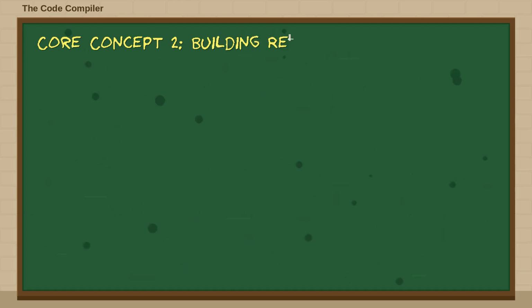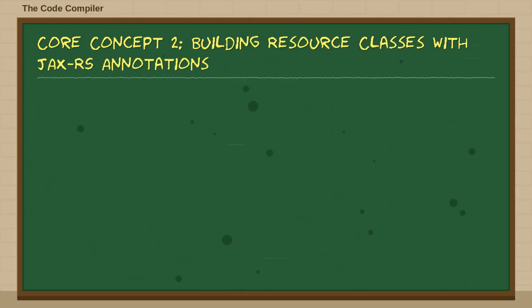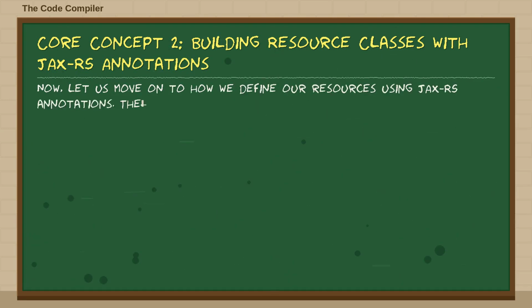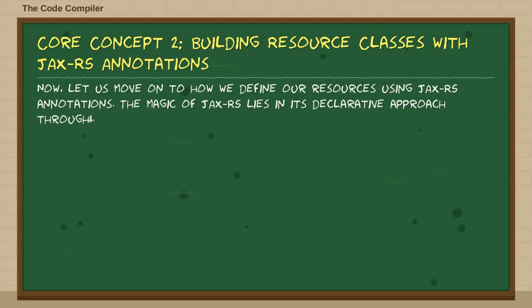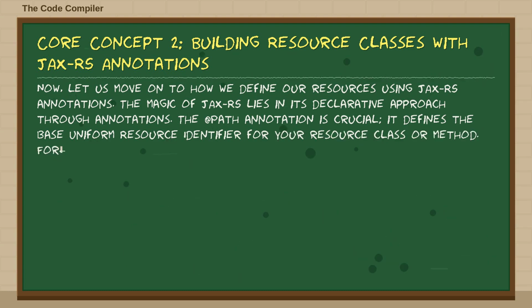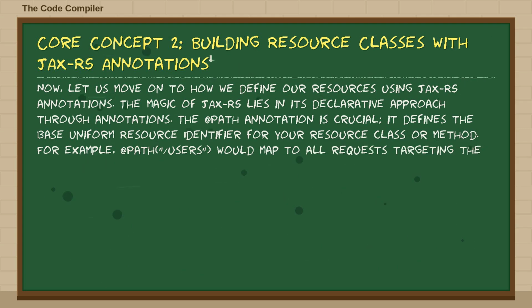Now, let us move on to how we define our resources using JAX-RS annotations. The magic of JAX-RS lies in its declarative approach through annotations. The @Path annotation is crucial. It defines the base Uniform Resource Identifier for your resource class or method. For example, @Path("/users") would map to all requests targeting the users path.